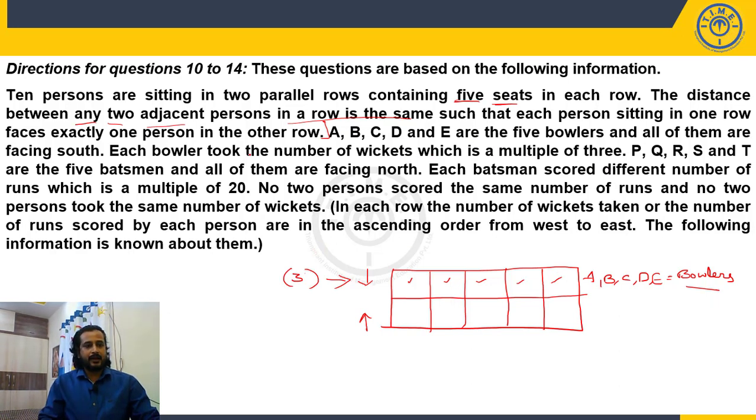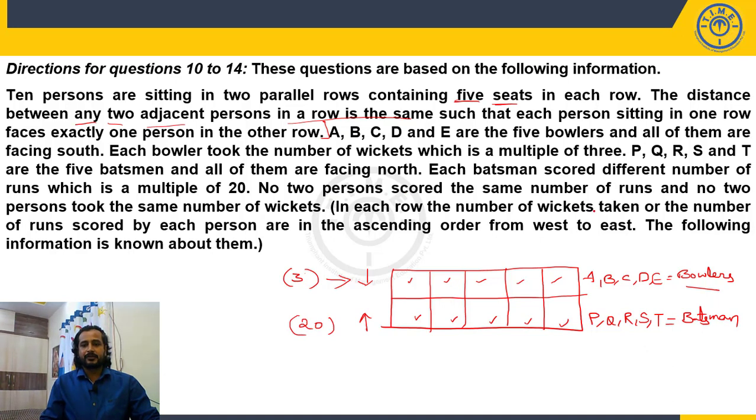What is given in continuation? P, Q, R, S and T are the 5 batsmen and all of them are facing north. So who are batsmen? P, Q, R, S, T, and they are facing towards north. Each batsman scored a different number of runs which is a multiple of 20. So what are the numbers that I am going to place in these 5 positions? They should be multiples of 20.